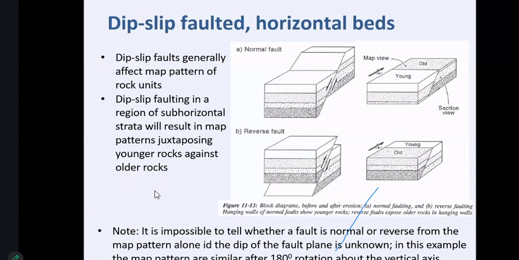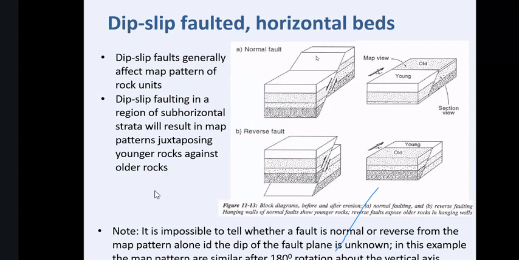All right. Good. Now, what I was trying to show you in our previous slide is that dip slip faults generally affect map patterns. I want you to know this. They affect map patterns of rock units. Dip slip faulting in the region of subhorizontal strata will result in map patterns juxtaposing younger rocks against older rocks.